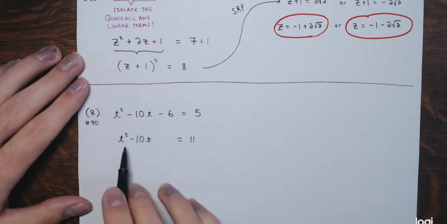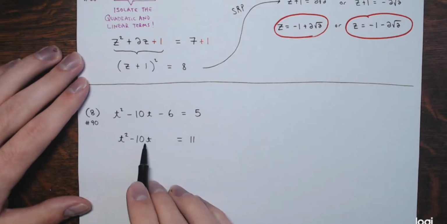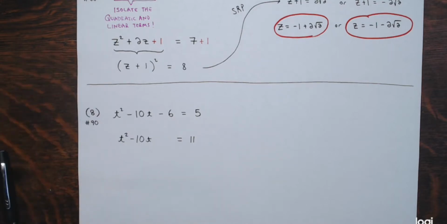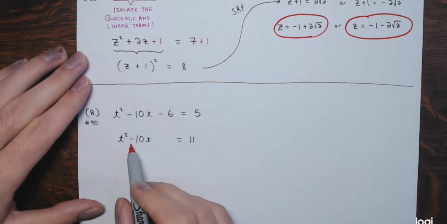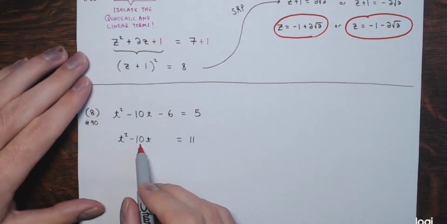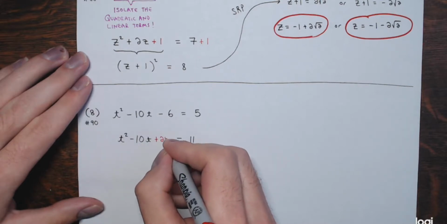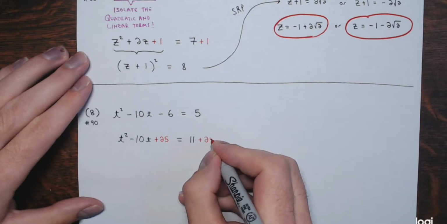And now I have what I want, right? The quadratic term and linear term on their own side. The quadratic term has a coefficient of 1, so now I can complete the square. Half of negative 10 is negative 5. Square that is positive 25. So I'm adding 25 to both sides.